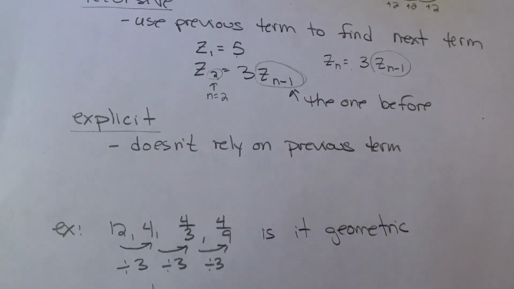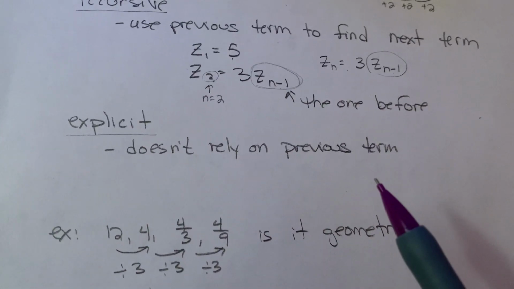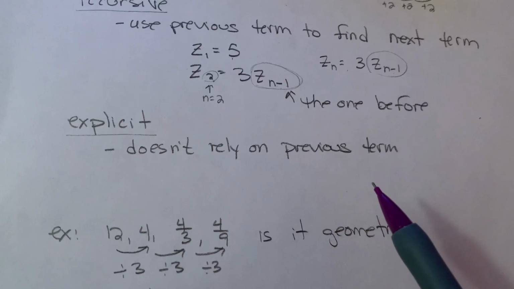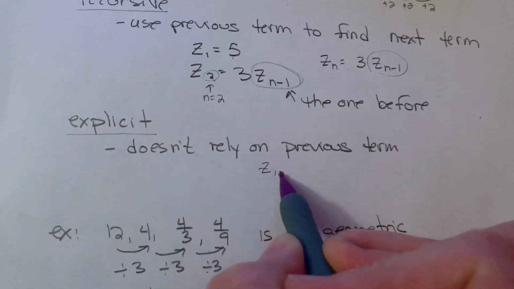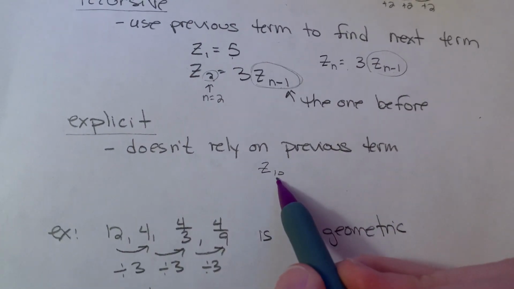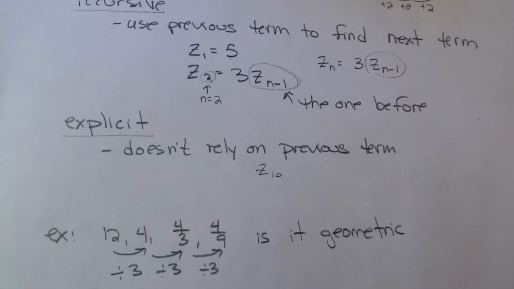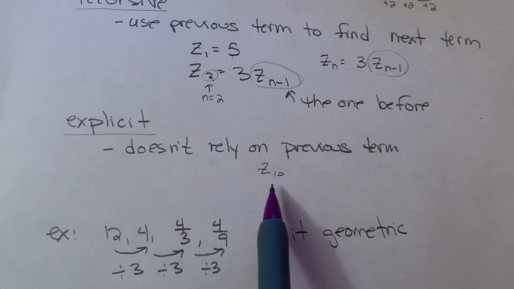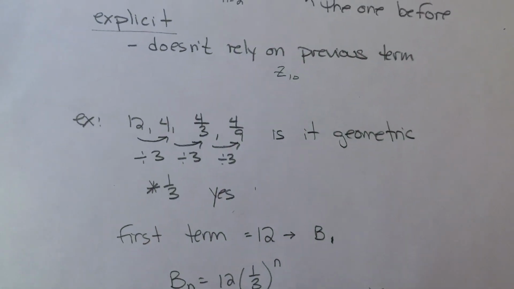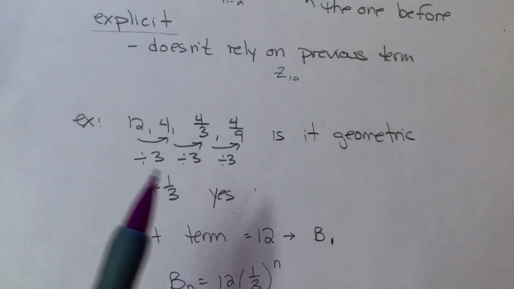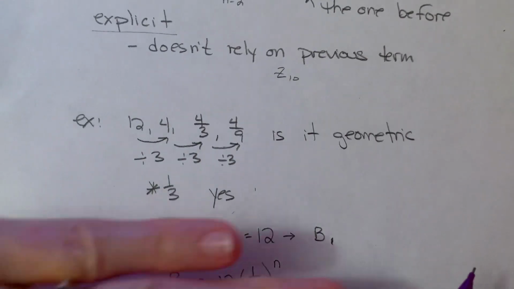Explicit means it doesn't rely on the previous term. You can find any term in the list by just plugging in the n value that you're looking for. For instance, if you're looking for the 10th term, z sub 10, you wouldn't need to know z sub 9. Oops, sorry. You could just go directly and find the 10th term. So here's an example of a geometric function. Some of the questions in your practice and on your quiz would look like this.